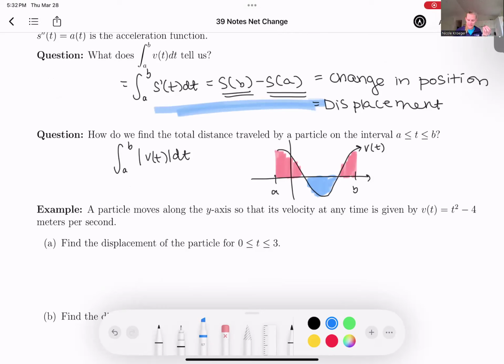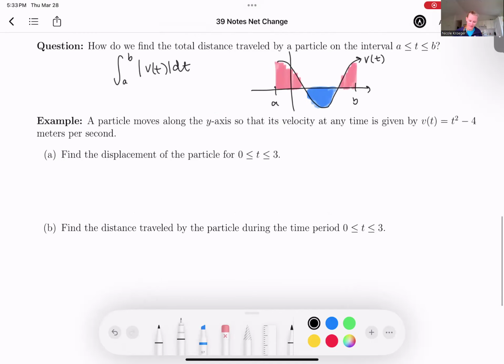In order to get the total distance, I need that blue part to be counted as a positive value because I traveled a positive distance, just in the negative direction. So we have to integrate the absolute value of velocity. That might seem hard to do, but I'll show you how to do that in an example.